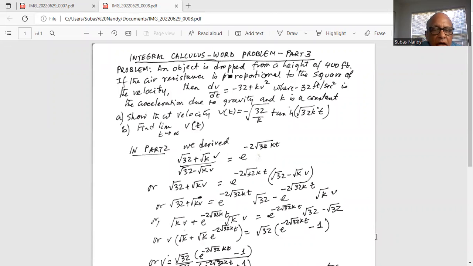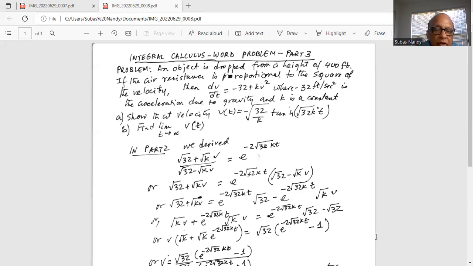Okay, so far we have derived that square root of 32 plus square root of k times v, divided by square root of 32 minus square root of k times v, is equal to e raised to the power of minus 2 square root of 32k times t. Okay, so we will now multiply both sides by square root of 32 minus square root of k v. So on the left hand side of the equal sign, we have square root of 32 plus square root of k v is equal to e raised to the power of minus 2 square root of 32k t, multiplied by square root of 32 minus square root of k v.